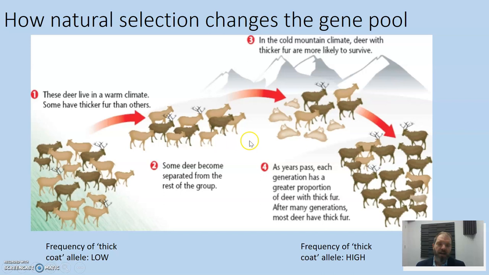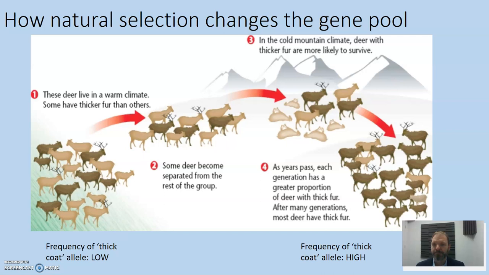If these are separate populations, we're seeing a genetic difference between this population of deer and these ones. And so although they might start as the same species, they're headed towards being two different species. And this is what Darwin argued is the basis of speciation, or the formation or origin of species.